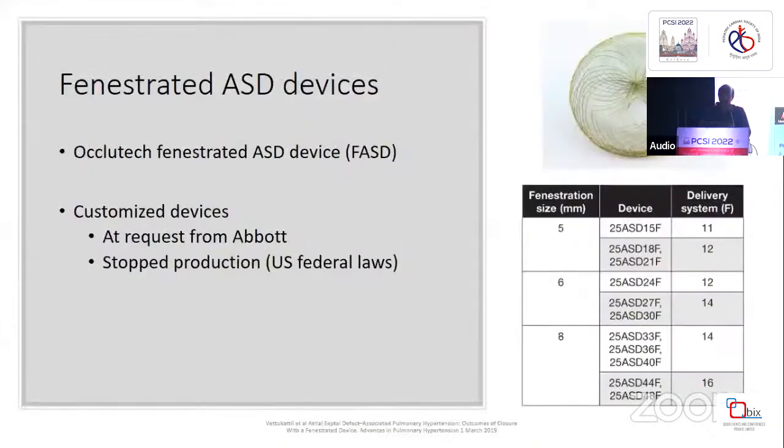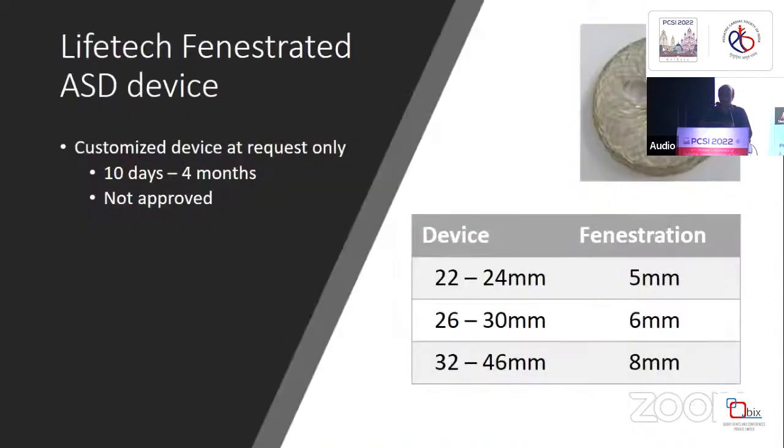Then coming to fenestrated ASD devices, that is another change which has happened over the last few years. Earlier, we had to customize fenestrations within the cath lab using various techniques. There are fenestrated ASD devices which are available at request. And one of the earlier companies to start off that was the Occlutech fenestrated ASD device, which used to give a chart of the size of the fenestration. Abbott gives a customized device at request, but it has stopped routine production because of US federal laws.